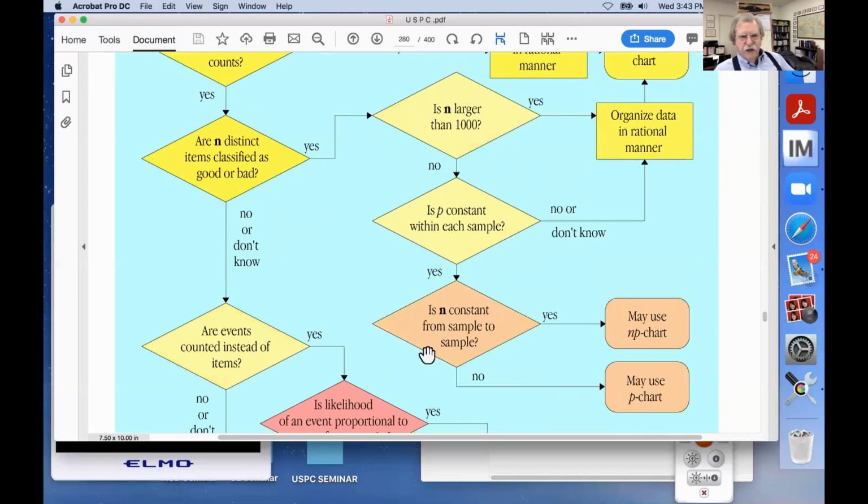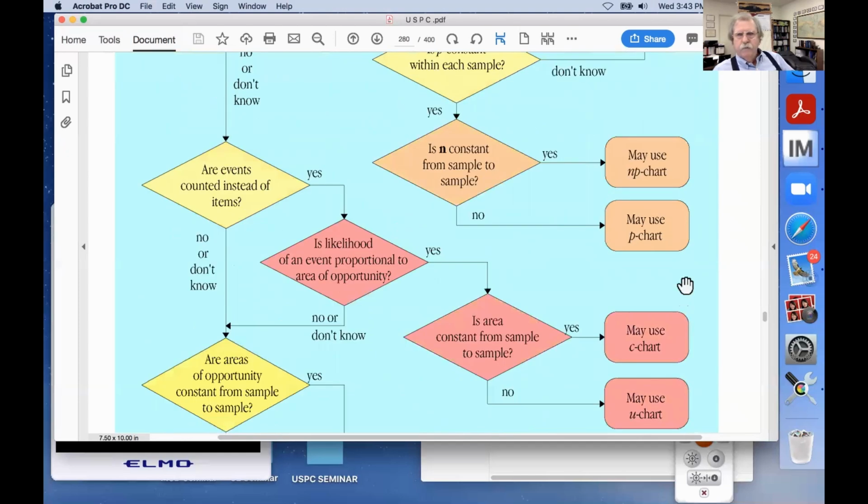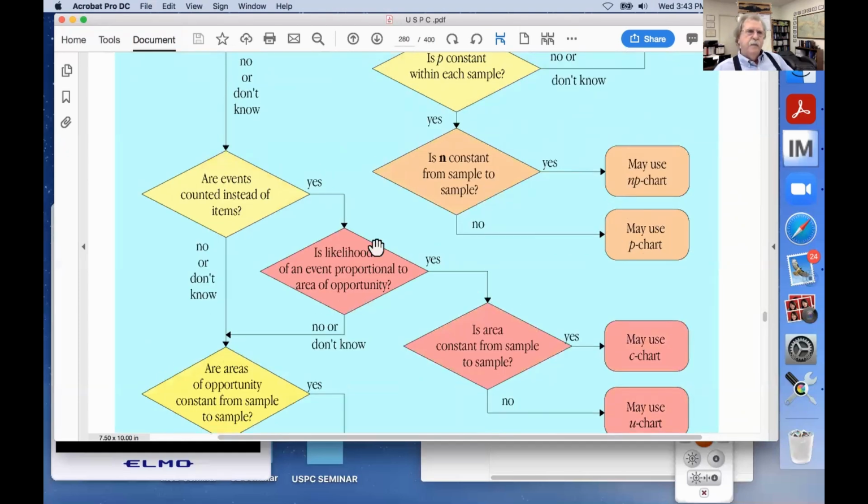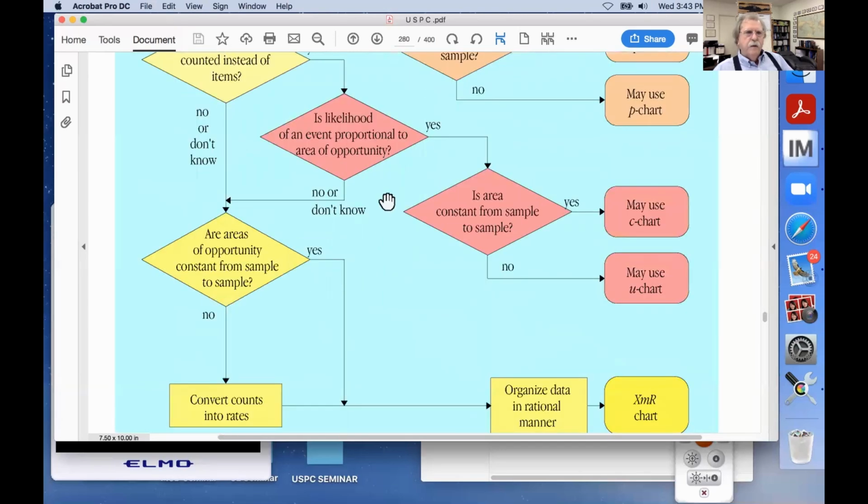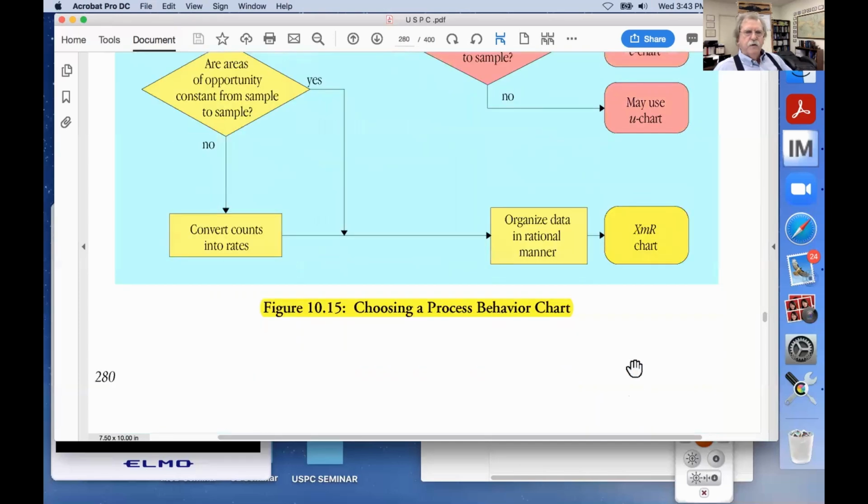Is N constant from sample to sample? Yes. May use an NP chart. No. May use a P chart. Down here, the steps to go through to get to a U chart and a C chart. And along the way, I give you a don't know option. And if you don't know, it takes you back down here to the XMR chart. Or you can just forget the whole chart and just use an XMR chart for individual values and an average and range chart when you're dealing with subgroup data. Makes the whole life simpler.